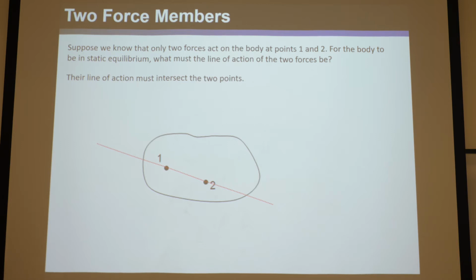Okay, so if you know the forces act at 1 and 2, and there's just two forces, for them to cancel each other out with finite magnitudes, they have to both point along this line of action. That's principle number 1. Hopefully you can deduce.